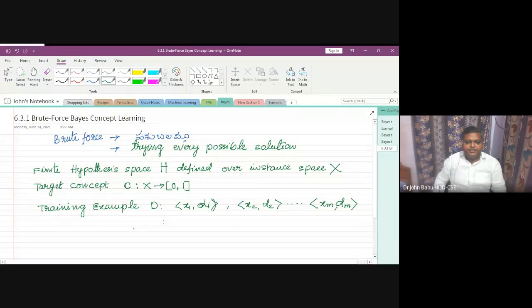Where xi is an instance, one of the variables from capital X, and di is the target value. How do we calculate target value? C of xi. Di is equal to C of xi. What is the target value we'll be calculating?